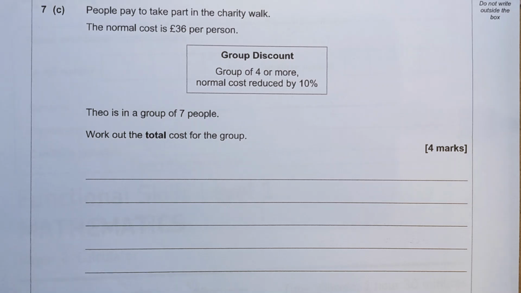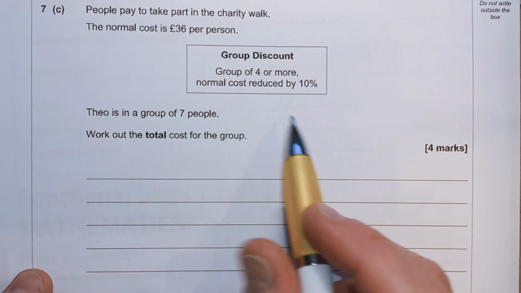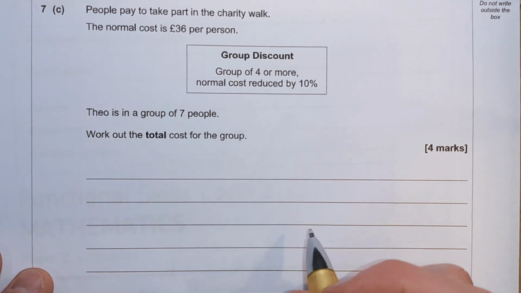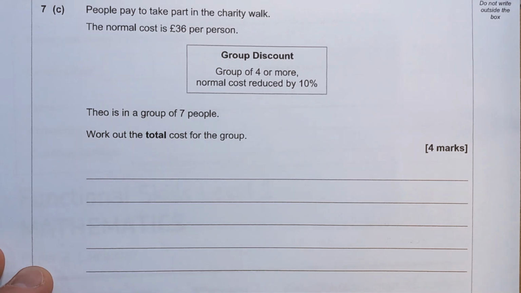And question 7C. People pay to take part in the charity walk. The normal cost is £36 per person. But there's a group discount. A group of 4 or more, the normal cost is reduced by 10%. Theo is in a group of 7 people. Work out the total cost for the group.